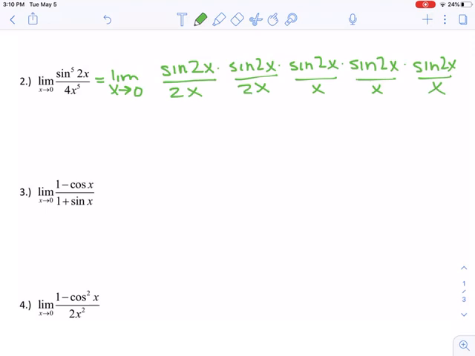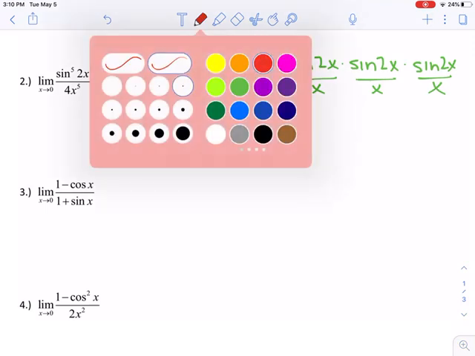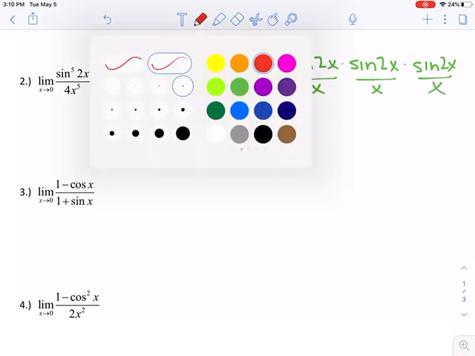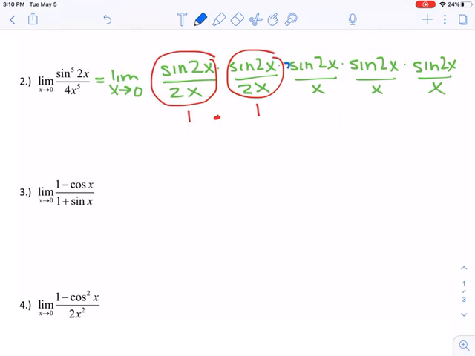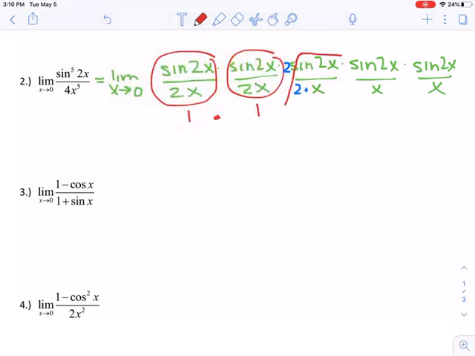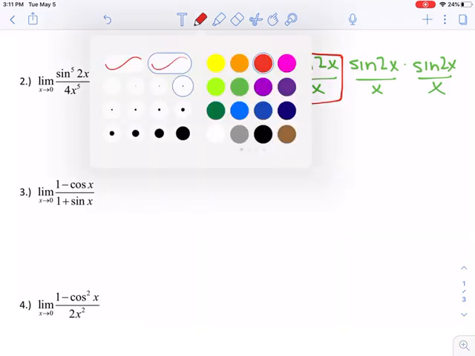So now, if I take a look at my first two fractions, I have the sine of 2x over 2x, that's going to reduce down to 1, times, in the second fraction, that's also going to reduce down to 1. In the third fraction, in order for my sine of 2x over 2x to cancel, I have to multiply top and bottom by a 2 over 2. So when I do that, now my sine of 2x over 2x cancels to 1, and I'm left with a 2.